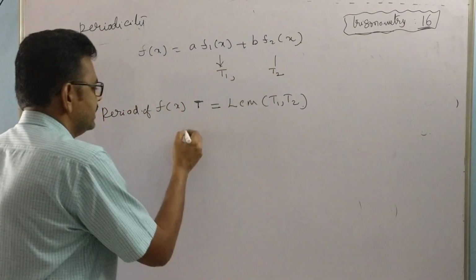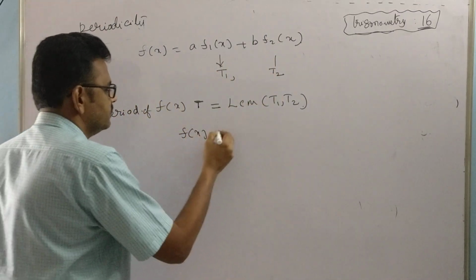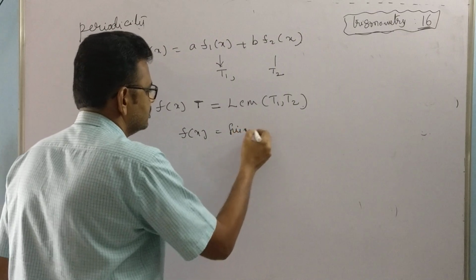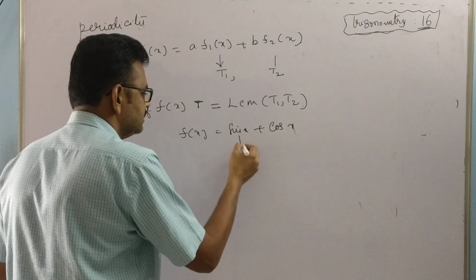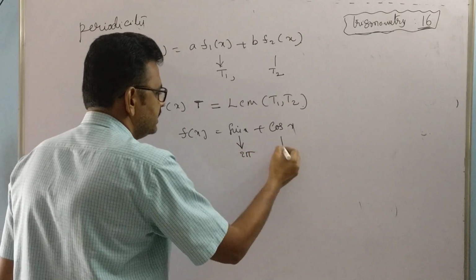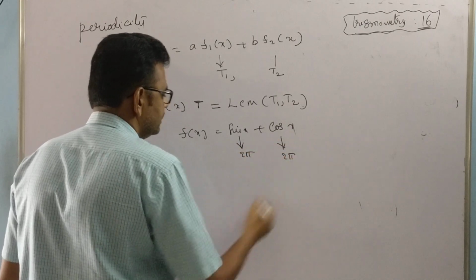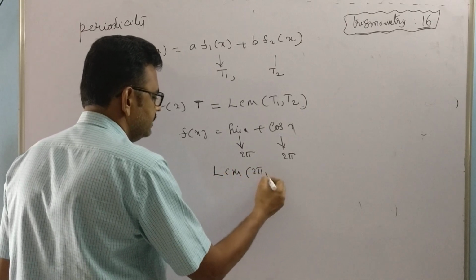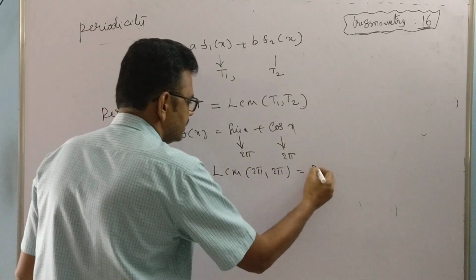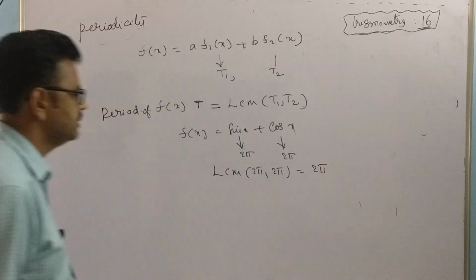Suppose you take f of x is equal to sin x plus cos x. Now what is the period of this? 2 pi. And what is the period of this? 2 pi. Now what is the period? LCM of 2 pi comma 2 pi, that is equal to 2 pi itself is the period.